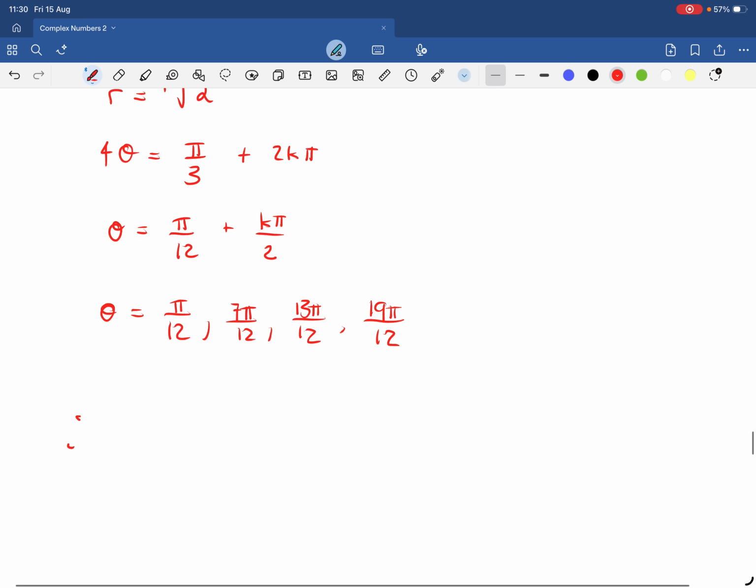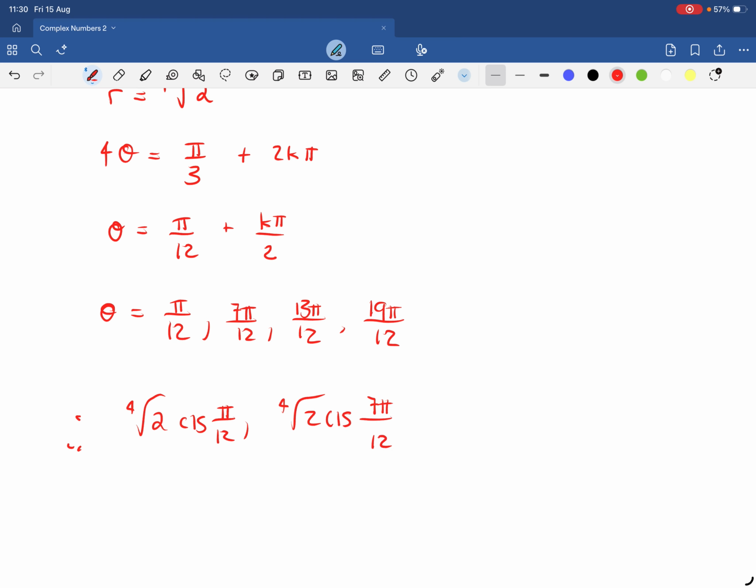So therefore the solutions are the 4th root of 2 cis of pi on 12, the 4th root of 2 cis of 7 pi on 12, the 4th root of 2 cis of 13 pi on 12, and the 4th root of 2 cis of 19 pi on 12.